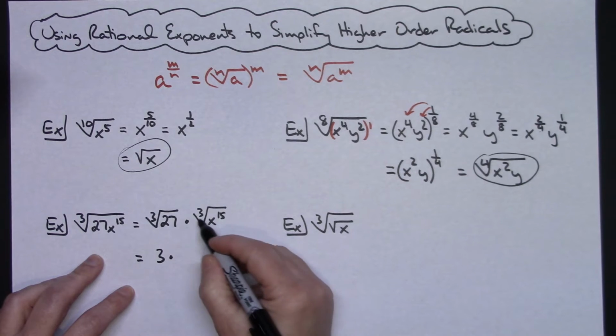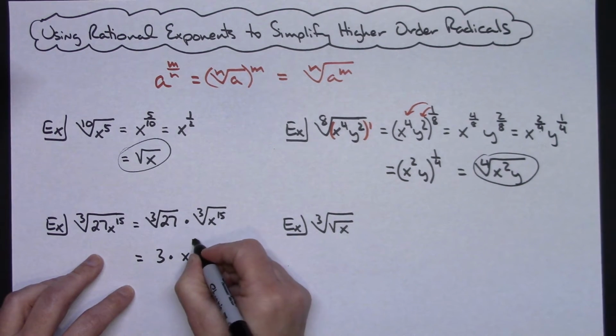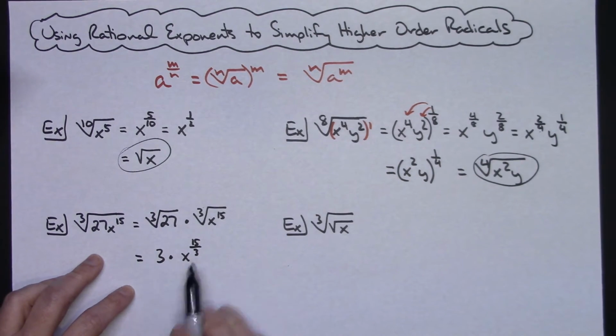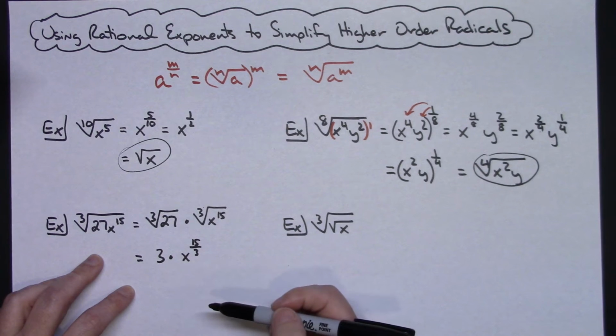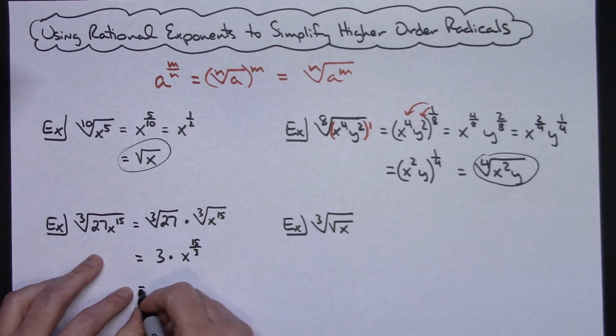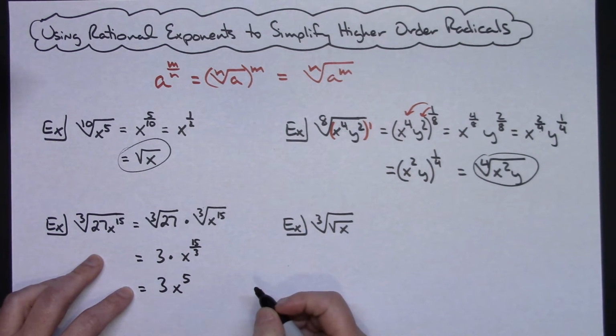Now, when I do this one, I'm going to want to rewrite it as an x to the 15 over 3, remembering that that index right there is the denominator. 15 divided by 3 divides out evenly to a fifth. So this would be a 3x raised to the fifth power.